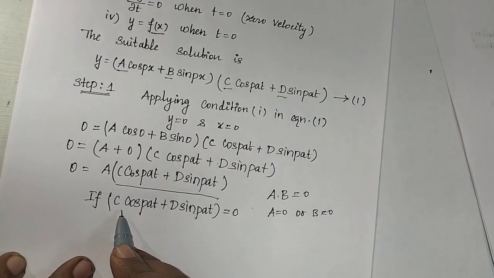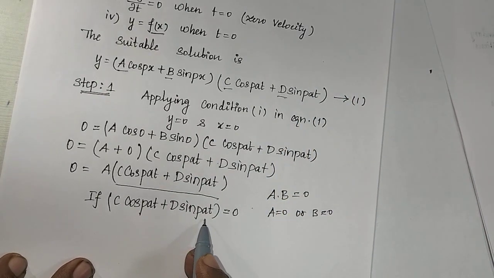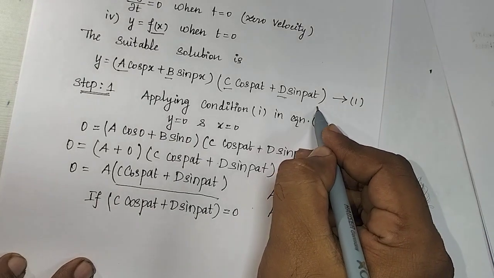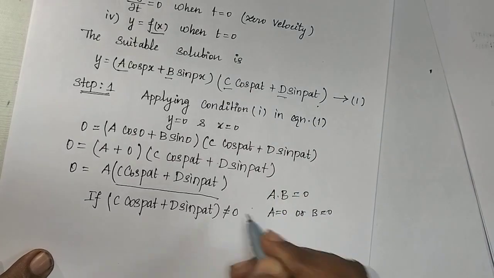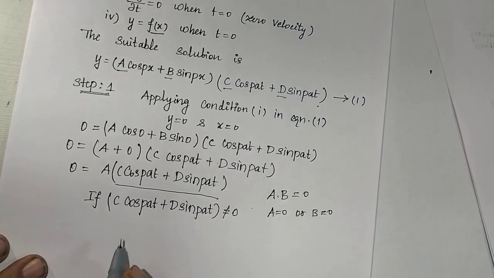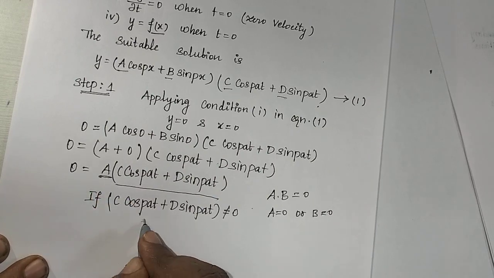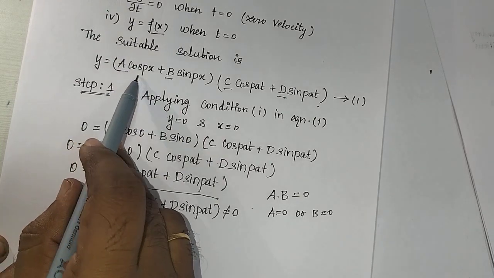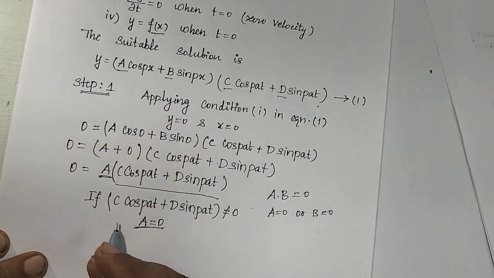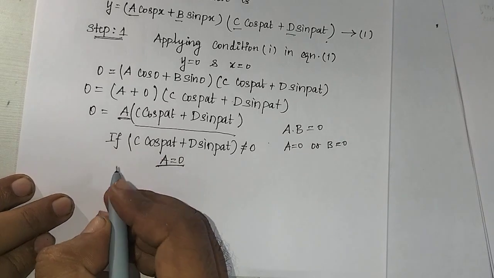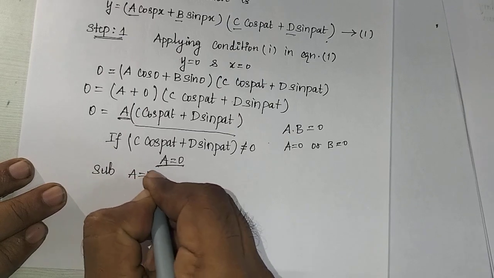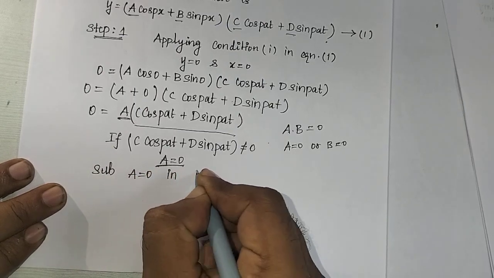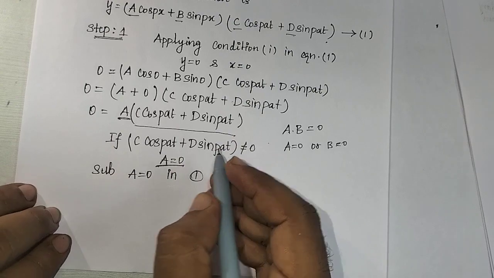Now you can see when c cos pat + d sin pat = 0, our entire equation 1 becomes 0. We cannot find the solution. So it's not possible. So I am taking this as not equal to 0. By the trivial solution, I am going to substitute a = 0. When substituting a = 0, we can eliminate one term from our equation 1. So I am going to substitute this a = 0 in equation 1.